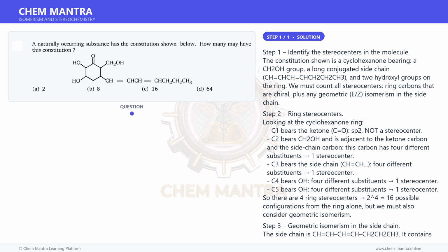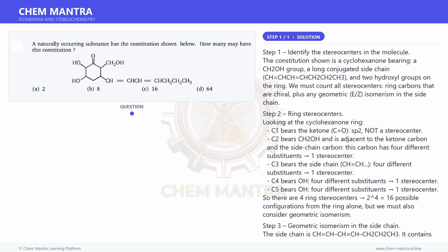The constitution shown is a cyclohexanone bearing a CH2OH group, a long conjugated side chain, CH=CH, CH=CH, CH2CH2CH3, and 2 hydroxyl groups on the ring. We must count all stereocenters, ring carbons that are chiral, plus any geometric, E/Z, isomerism in the side chain.